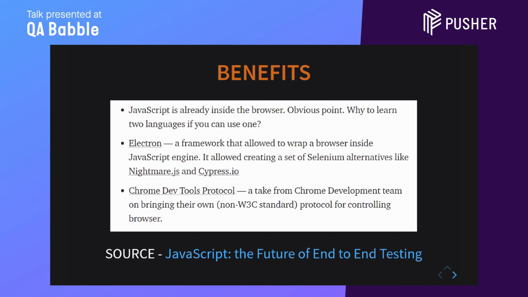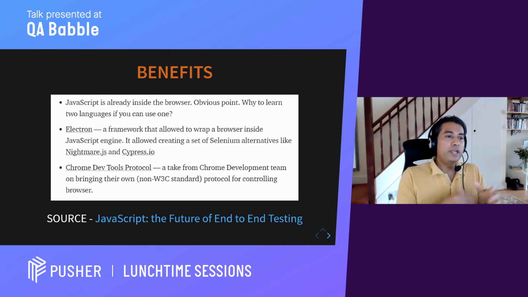But what are the benefits of using JavaScript? Because JavaScript is already in the browser. The browser has HTML, it has CSS, and it has JavaScript. So you can actually play with all the elements of a page using JavaScript. Plus, there is Electron, a framework that allows you to wrap a browser inside a JavaScript engine. So a lot of applications are now Electron based, and you can interact with them.